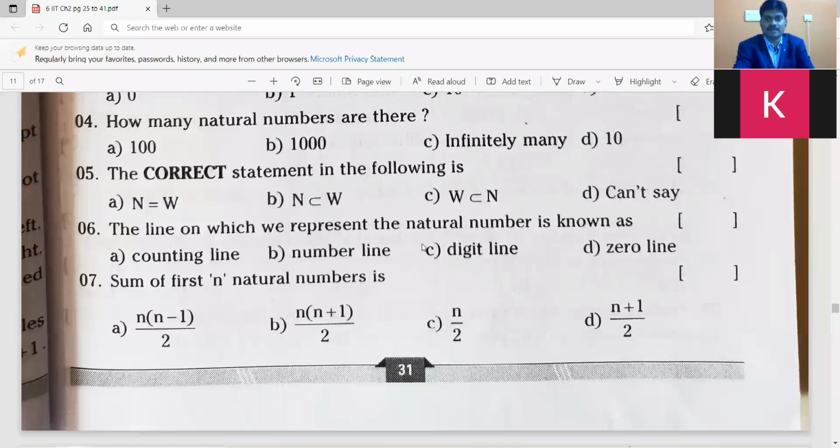Not n square plus n, just now we have seen that. When natural numbers and 0 are put together, the new set is called whole numbers. Whole numbers are denoted by the letter W. The smallest whole number is 0. The number which is neither positive nor negative is also 0. Zero is not positive and not negative.